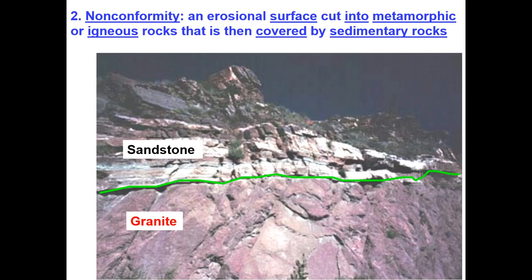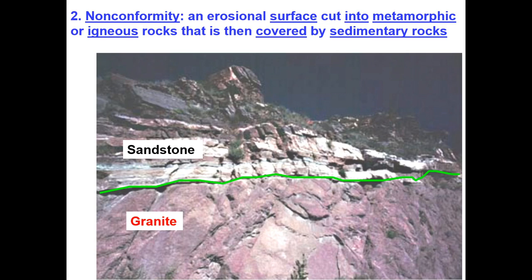Okay, so that was a disconformity. Now, a nonconformity is when you have sedimentary rock layers that are sitting on top of either a plutonic igneous rock or a metamorphic rock, what are called basement rocks. Sometimes they're called crystalline rocks. So nonconformities are erosional surfaces that are cut into metamorphic or igneous rocks that are then covered by sedimentary rocks.